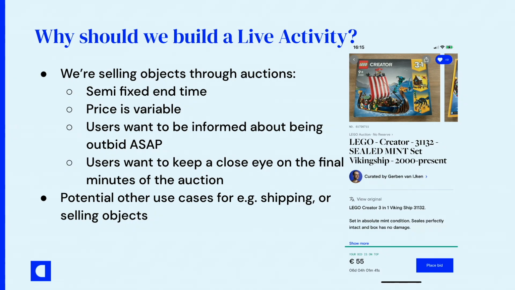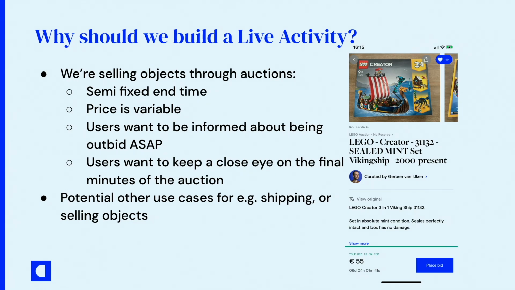Our auctions have a semi-fixed end time. So they have an end time, but it can get extended if someone places a bid just before the ending time. Then other people get the opportunity to overbid them. So it gets extended by 90 seconds or something. The price is variable, of course, because it goes up. Users want to be informed about this as soon as possible. A lot of users are actually in the last minutes just watching our object screen to see when they have to tap and try to place a bid at the last minute and stuff like that.